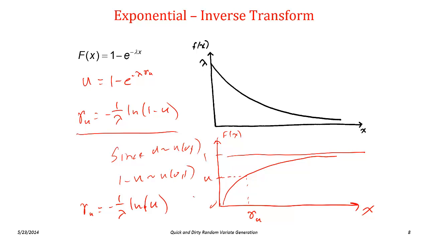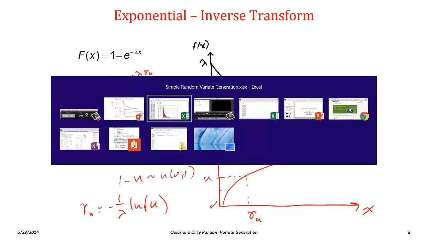Keep in mind that this only works because we're looking for a random value. In another context, if we were looking for a particular quantile, for example, if we were looking for the 0.25 quantile, then we couldn't replace the 1 minus 0.25 with 0.25. We would still have to use the original value. And we'll get to that a little bit later on.